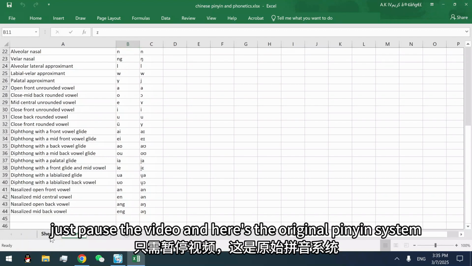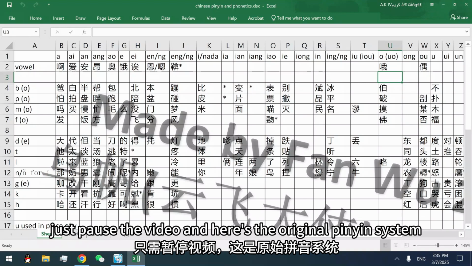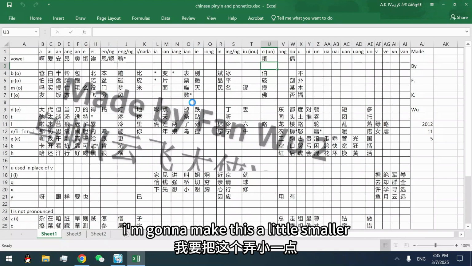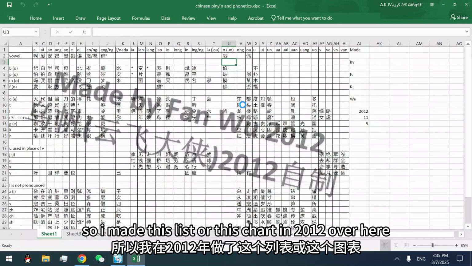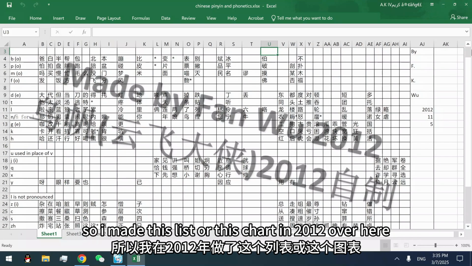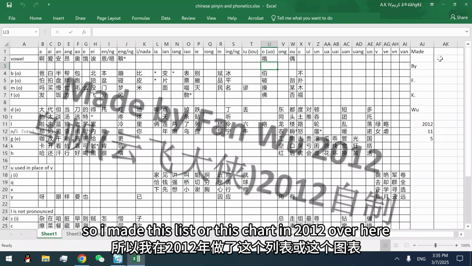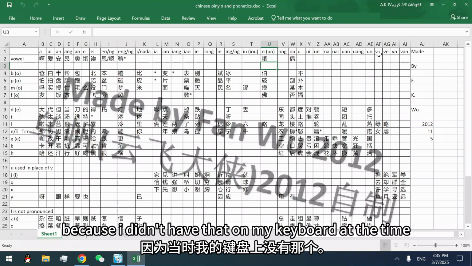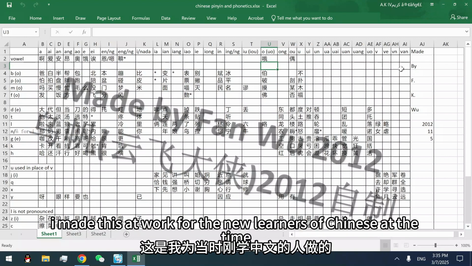And here's the original Pinyin system. I'm gonna make this a little smaller, shrink it. Okay, so I made this chart in 2012. Over here, I used V instead of the U with two dots because I didn't have that on my keyboard at the time. I made this at work for the new learners of Chinese at the time.